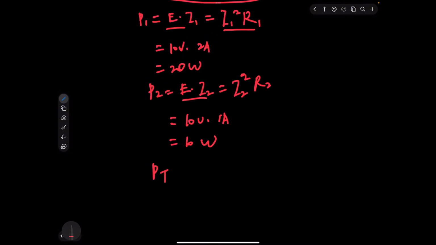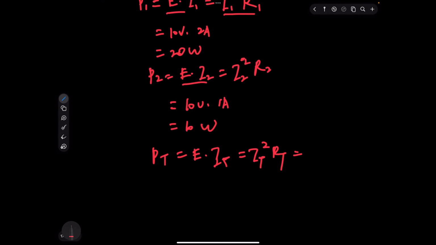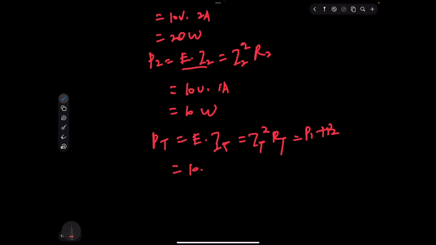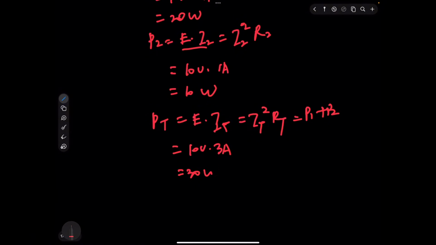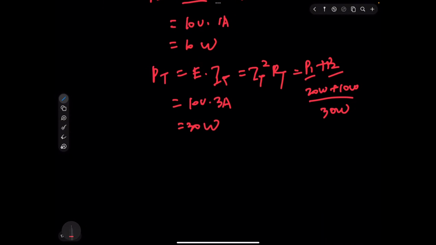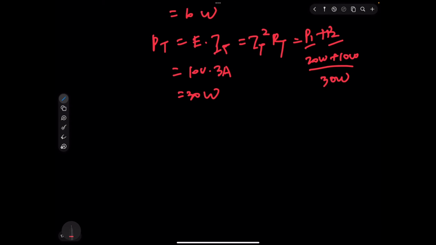So the total power is E times IT, also equal to IT squared times RT. We can also use P1 plus P2. So that would be 10 volts times IT, which is 3 amps. So the total is 30 watts. If we use P1 plus P2, that would be 20 watts plus 10 watts. That will also give us 30 watts. So that's everything for the first example.